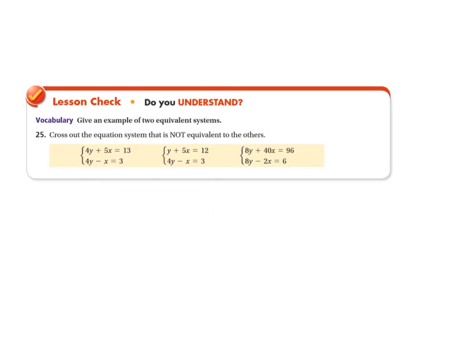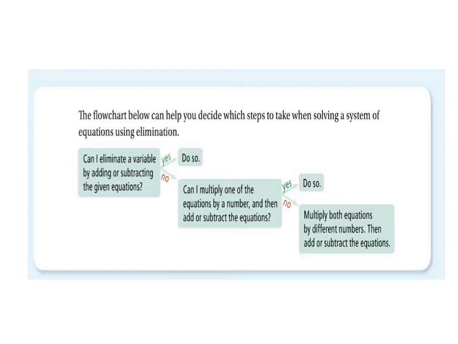This is your lesson check. You need to find the two systems below that are equivalent and mark out the one that is not. Here is a flowchart to help you decide what steps you should take when solving a system of equations using elimination. Read through this chart and follow the steps.